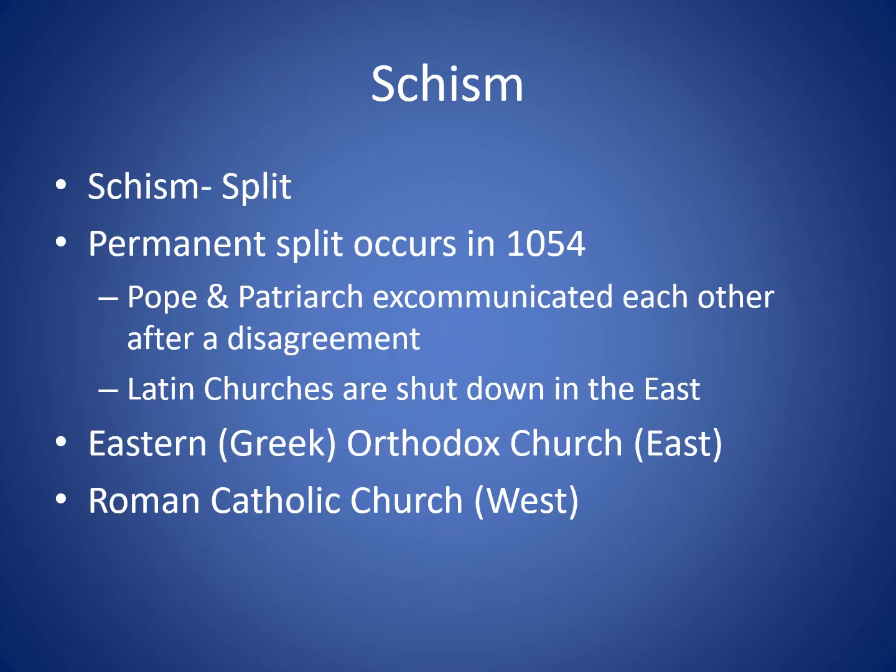In 1054, we get a permanent split between these churches. We call it the Schism of 1054. We have the Pope and the Patriarch excommunicate each other after a disagreement. And once again, those Latin churches would be shut down in the East, this time for good. What we're left with is the Eastern Orthodox Church in the East. Sometimes it's known as the Greek Orthodox Church or the Russian Orthodox Church, depending on what country or what language they're going to use. And we get the Roman Catholic Church headed by the Pope in the West.